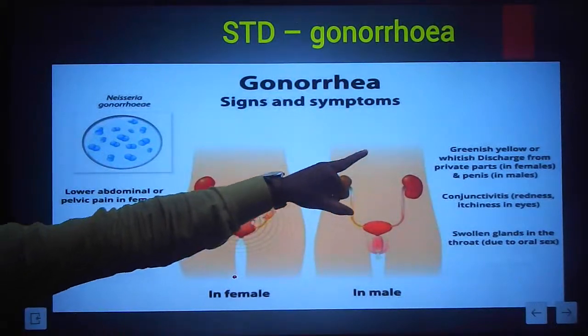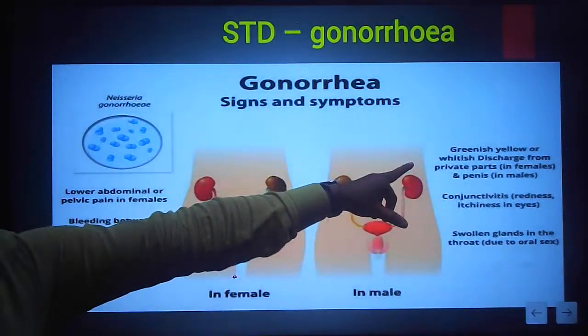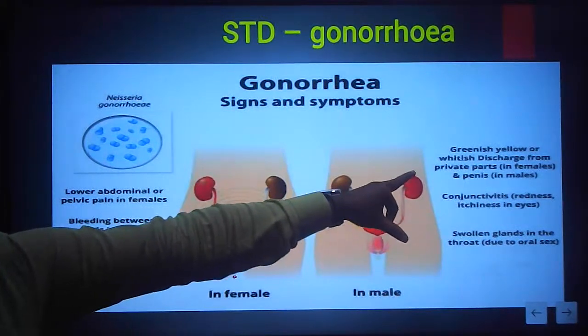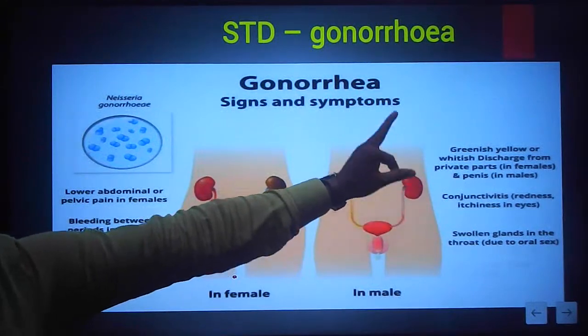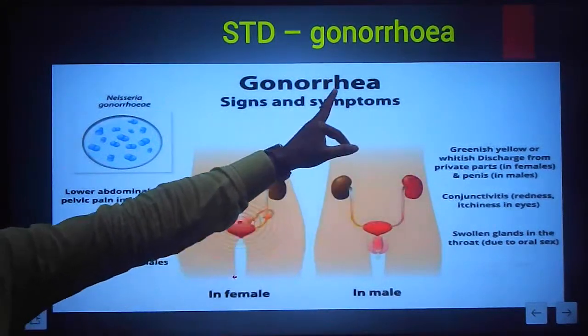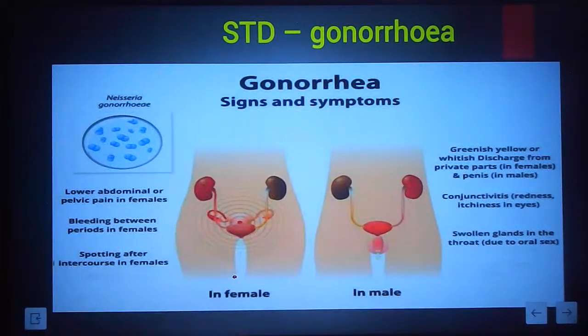Coming to the male, you could see a greenish-yellow or white discharge from the private parts. You could see the discharge which comes out. So this also shows a sign, a symptom. Maybe he may have got affected with gonorrhea.